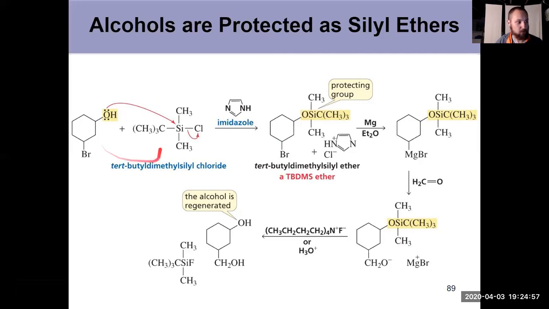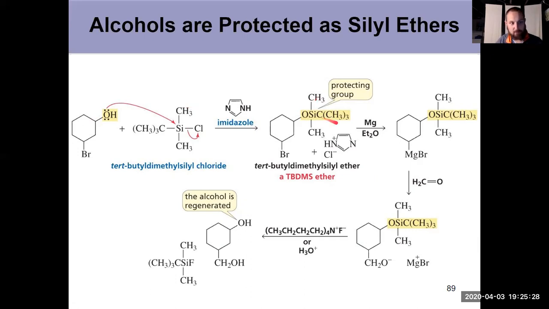So TBDMS chloride and our alcohol, it's a simple SN2 reaction, which might seem like a problem at first. How am I doing an SN2 reaction with something that's tertiary? But you can actually do those when your middle atom here is silicon, not carbon, because the bonds are a little bit longer. So it does allow that reaction to happen. Protect the alcohol by turning it into a tert-butyl dimethylsilyl ether. So now I've taken my alcohol, converted it into an ether, and now I'm safe.